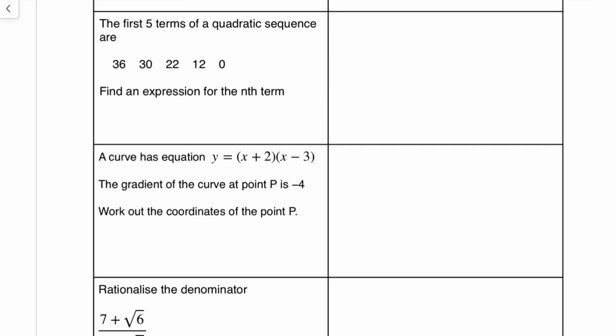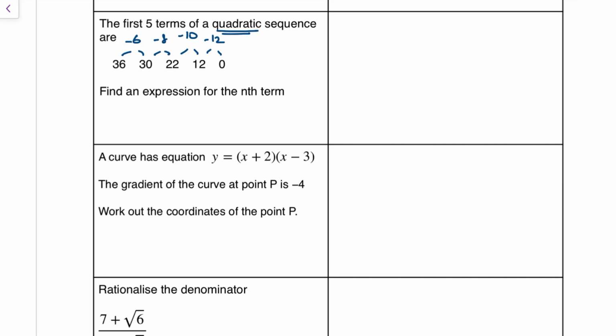The first 5 terms of a quadratic sequence. So it's made it much easier for me by telling me what sequence it is. I'm going to do my usual thing of let's work out the second difference, because I know it's quadratic, so it will be a second difference. So it's going to be minus 6, be careful, minus 8, minus 10, and minus 12. Which means the difference of the differences is going to be minus 2.